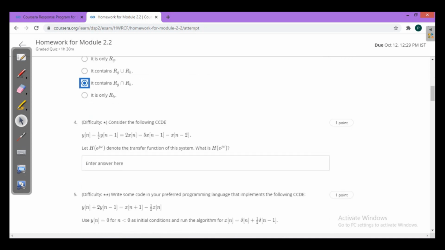So the fourth one: consider the following CCDE. Okay, y of n minus 1 by 2 y of n minus 1 is equal to 2x of n minus 5x of n minus 1 minus x of n minus 2. Let h of e power j omega denote the transfer function of this system. What is h of e power j pi? Let's see the fourth one.